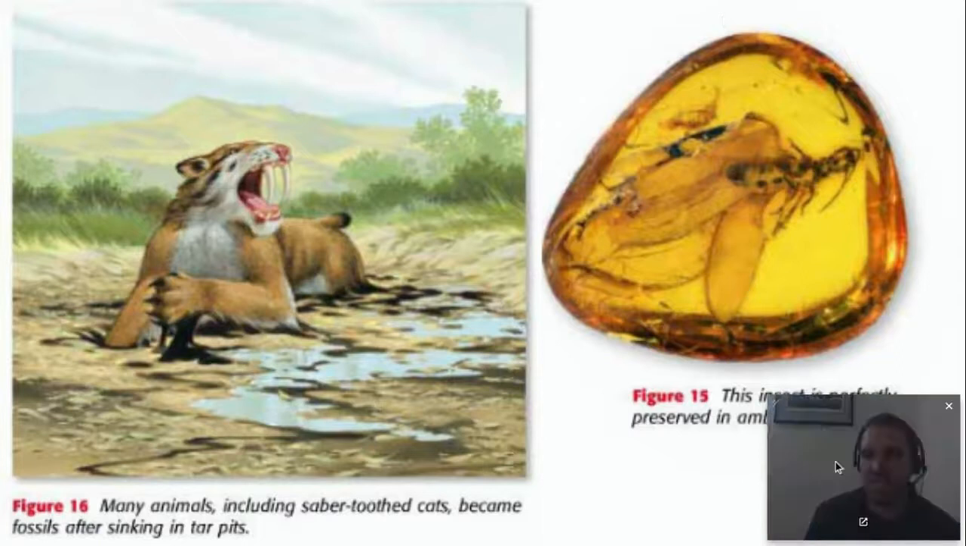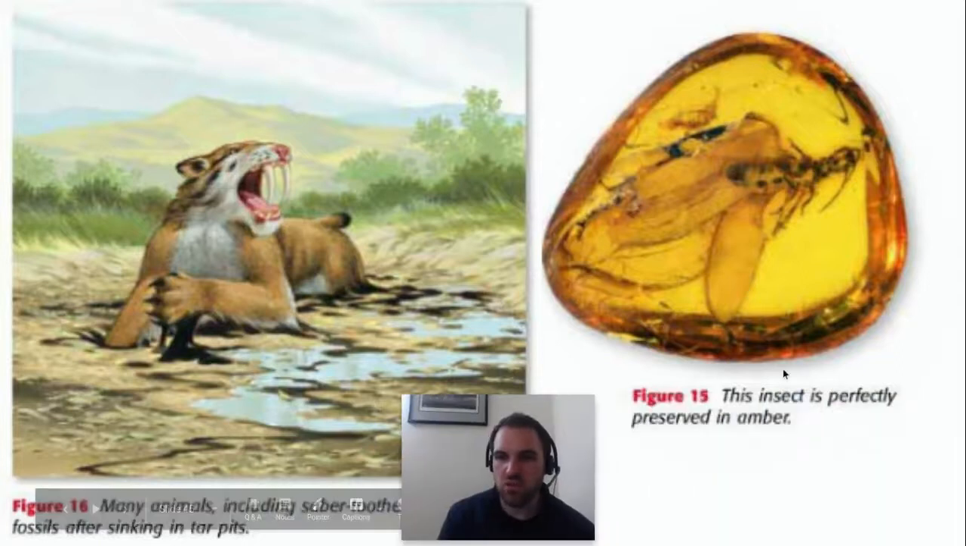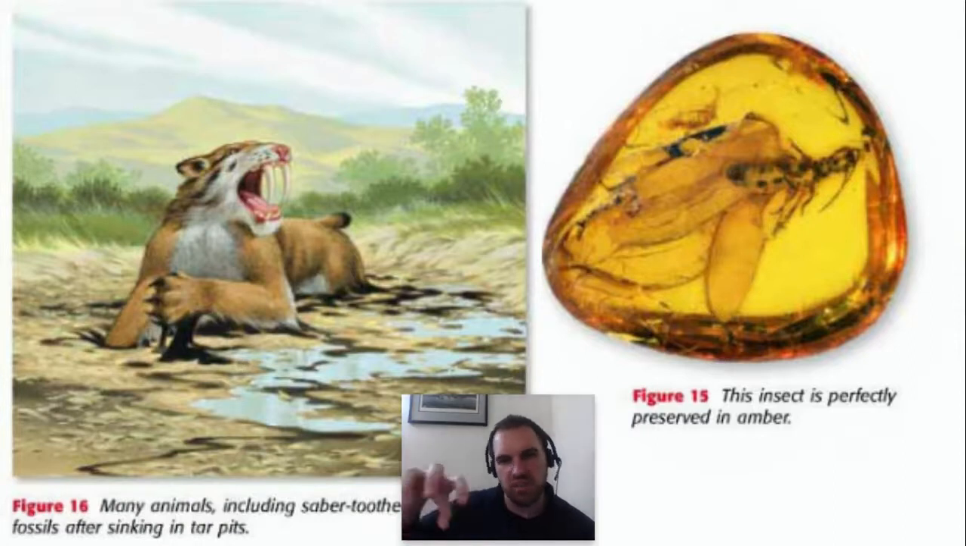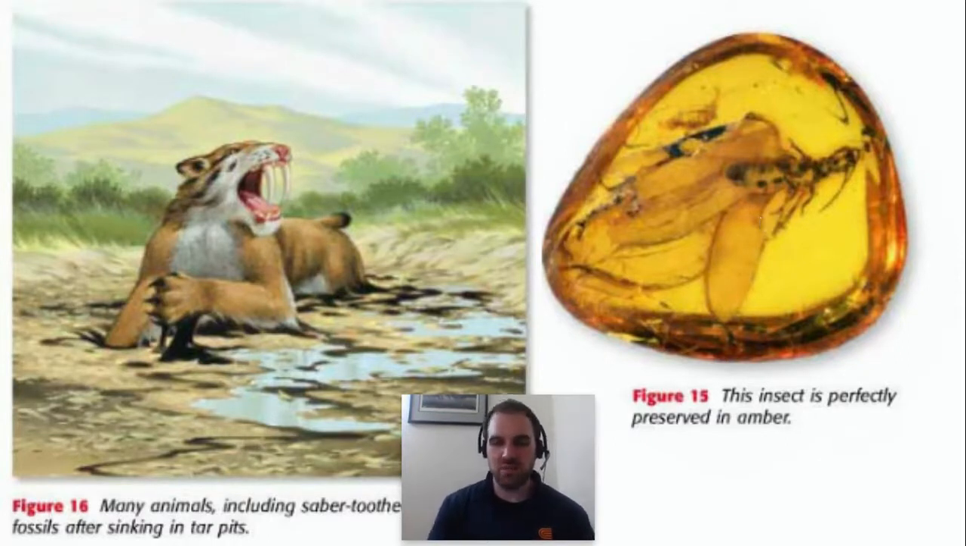Here you have a mosquito that's found in amber. Amber is like a tree sap-like thing that comes out of the tree, and if an insect gets caught inside of that sap, it will preserve the shape of the body. If you've seen the movie Jurassic Park, they made a whole movie based on this idea, where they found a mosquito inside of amber. That's the fake thing from Jurassic Park, the movie.